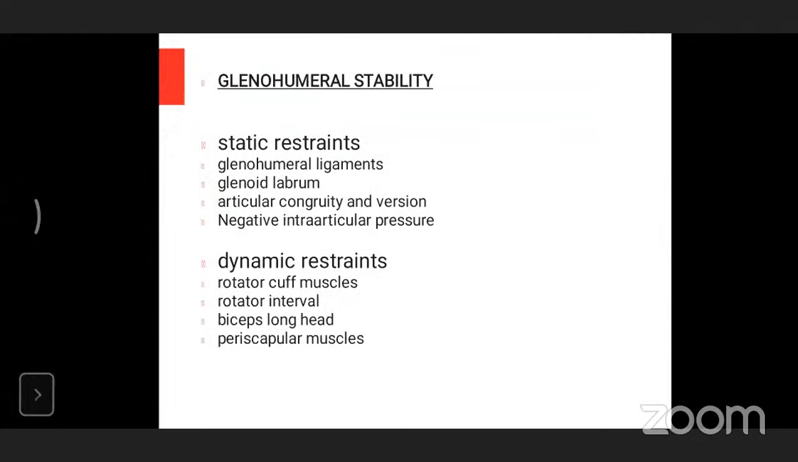Glenohumeral stability, there are 2 types of restraints, that is the static restraints and dynamic restraints. Static restraint is provided by the glenohumeral ligaments, glenoid labrum, articular congruity and version, negative intra-articular pressure. And the dynamic restraint is provided by the rotator cuff muscles, rotator interval, biceps long head, and periscapular muscles.